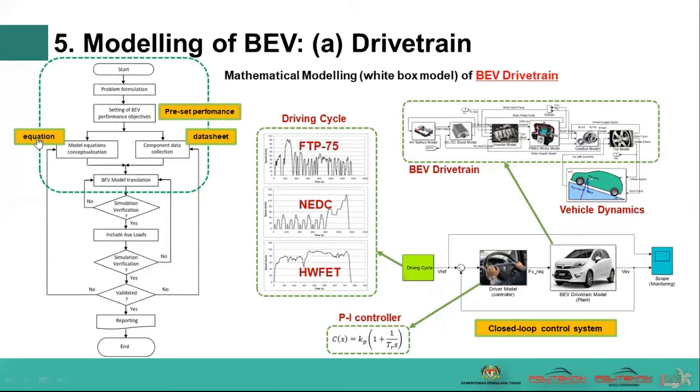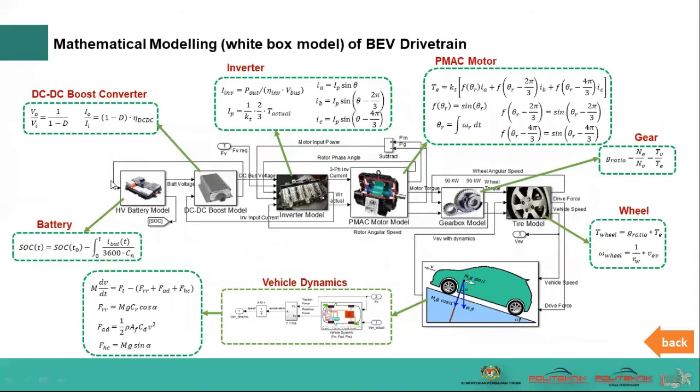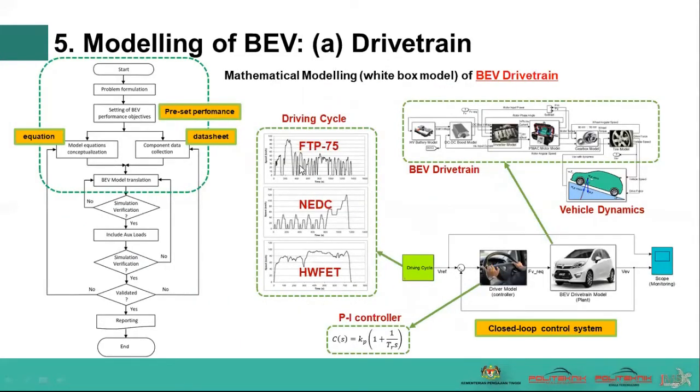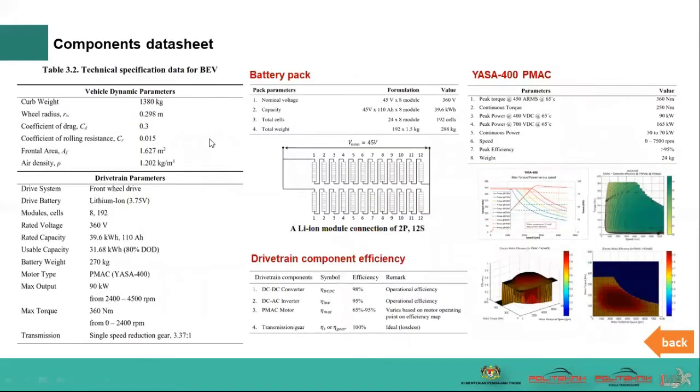Then we use the equations to construct the model in MATLAB. So starting from battery and DC-DC boost converter, we have to have a three-phase inverter, because we are using PMAC motor, the gear, the wheels, and also we include the vehicle dynamics. And finally, for the sizing of the component, we are referring to the component data sheet, such as vehicle dynamic parameter, drivetrain parameter.